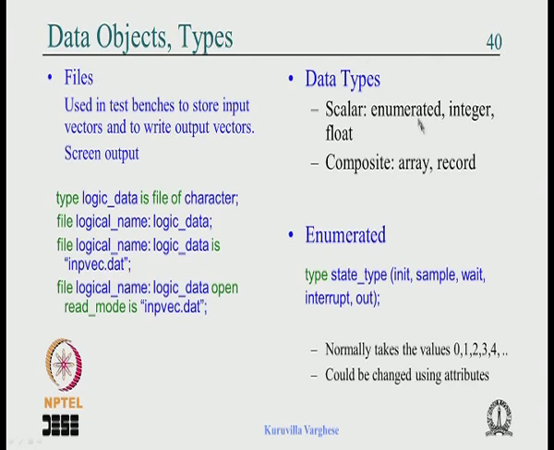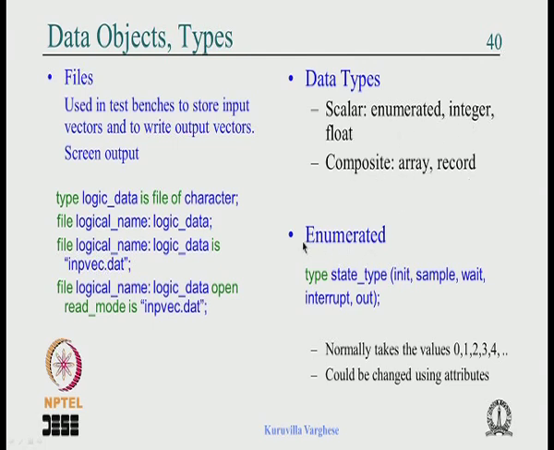So let us look at the data types. There are 2 types of data type, one is scalar and the second is composite. In scalar you have 3 types: enumerated, integer, and float, the real numbers. In composite you have array, which is very useful, and record, which is not as used as array. So scalar and composite: in scalar you have enumerated, integer and float; in composite you have array and record.